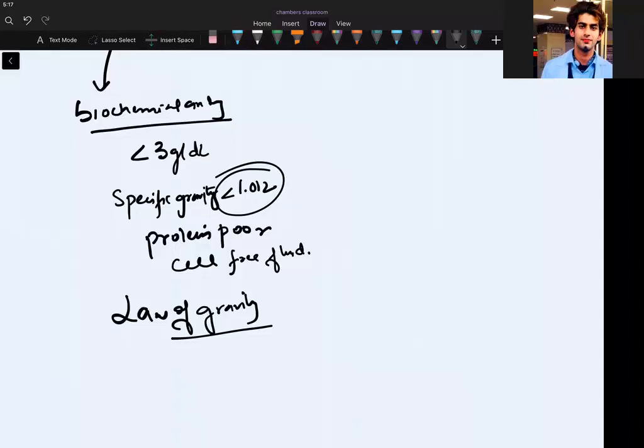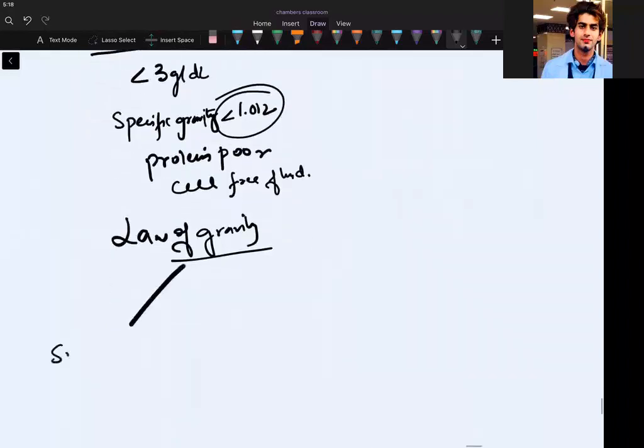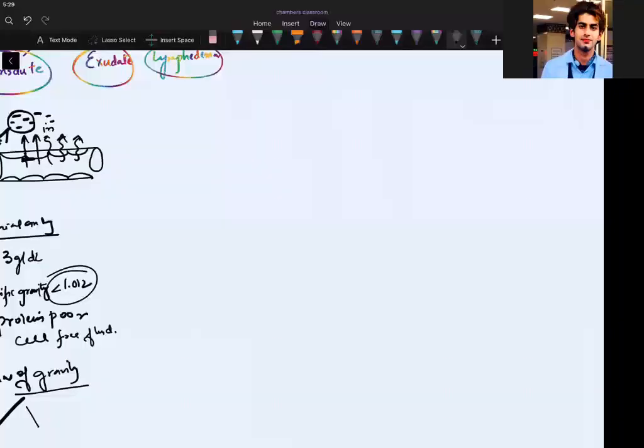Now we will understand what is the concept. So it follows the laws of gravity. If a patient is sitting or in supine, they will get sacral edema. If a patient is standing, due to gravity the fluid column will reach down and then cause ankle edema. Dependent parts will get the edema because the protein is not there. Nothing is pulling. So they will follow the laws of gravity, guys. Fine.